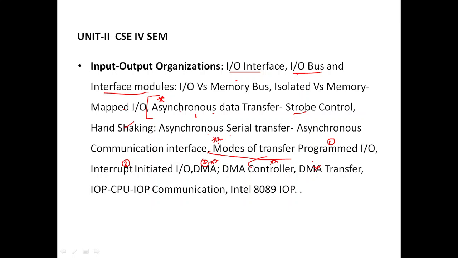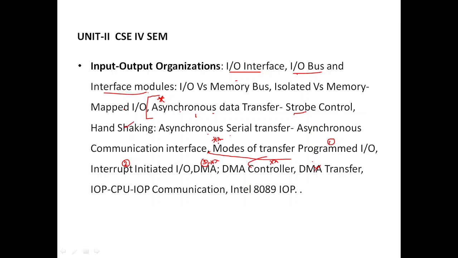DMA is direct memory transfer. Without the intervention of the CPU, we can directly communicate with the memory. So that is the DMA, which is a very important concept. You will have the DMA pin diagram and the DMA controller diagram, and how the DMA is going to work, and what signals the DMA is going to have. Everything we will see in the DMA control and the DMA transfer.